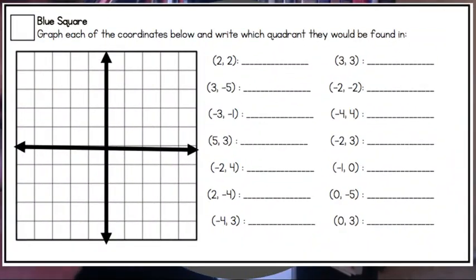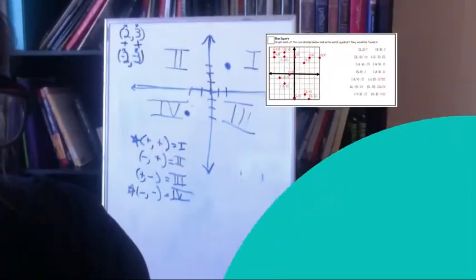Okay, so graph each of the coordinates below and write which quadrant they would be found in. Make sure you're doing the same thing where you're going over 2 and then up 2, going over 3 and then down 5, and so on. I want you to try to do this yourself. I'm going to give you some independent time. Pause this video, solve it, and then come back to check your answers.